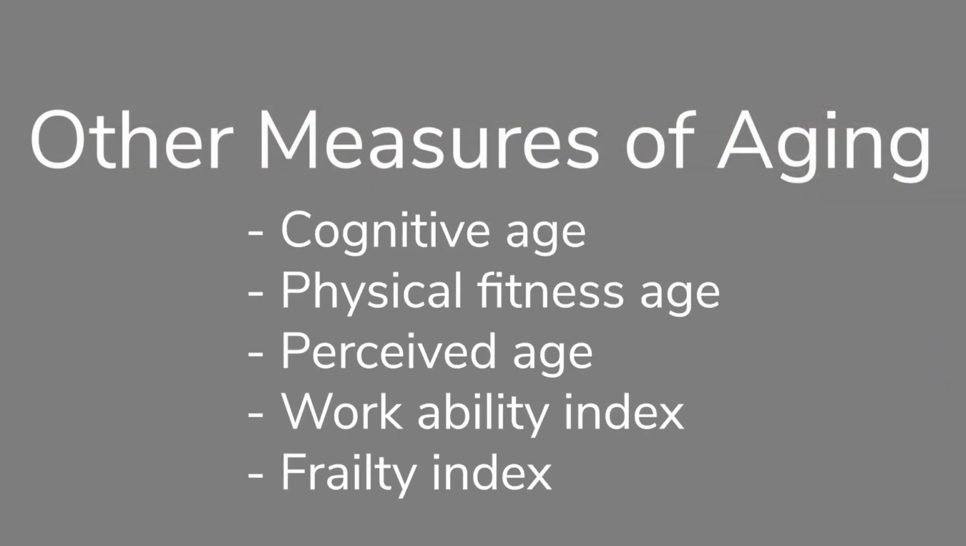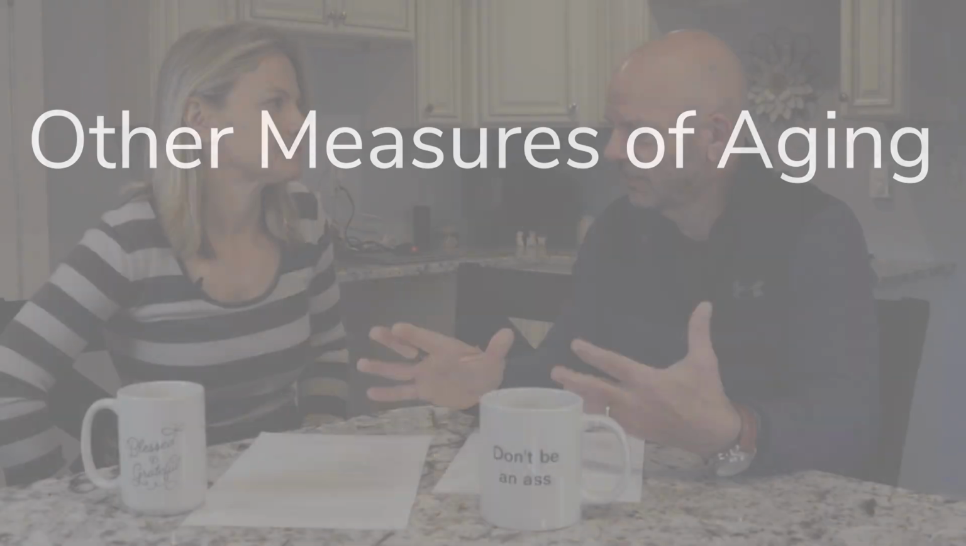Now, there are some other measures of aging as well that they use in different ways in science and research. Cognitive age, how your mind is working. Physical fitness age. I think of Jack LaLanne, right? Sure, my hero. Perceived age, work ability index, frailty index. We're hearing a lot more about frailty index lately too, because these factors all have to do with being able to predict the onset of disease and looking at quality of life, especially with the elderly.